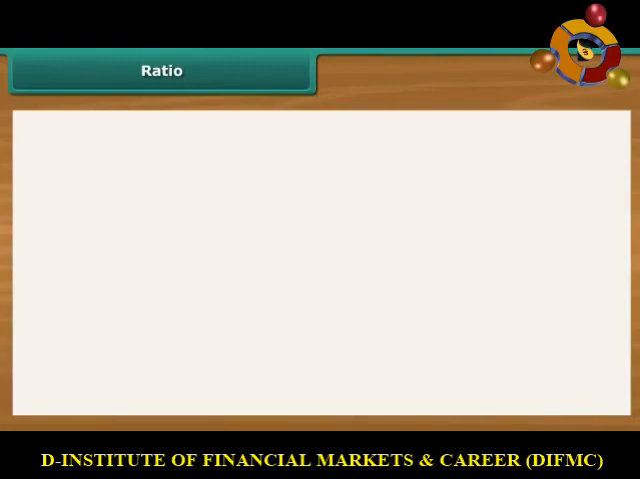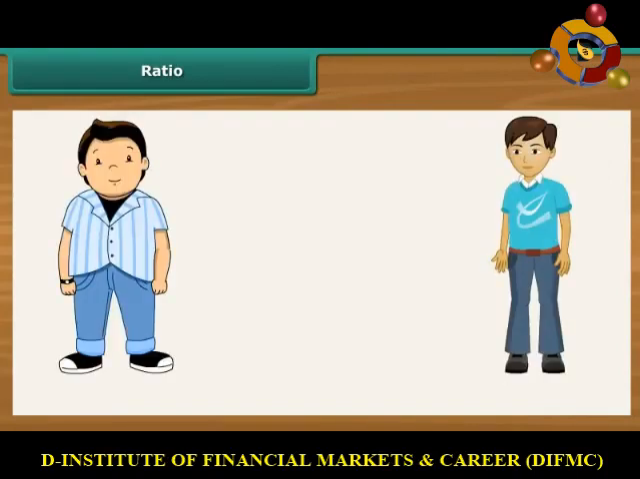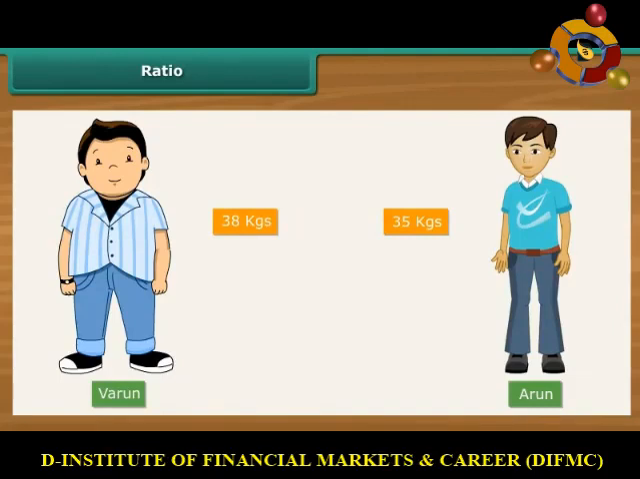Ratio. We usually compare quantities and values by calculating their difference. For example, suppose the weights of 2 friends, Varun and Arun, are 38 kgs and 35 kgs respectively. We say that Varun is heavier than Arun by 38 minus 35, that is 3 kgs.